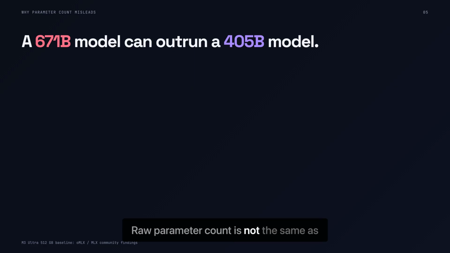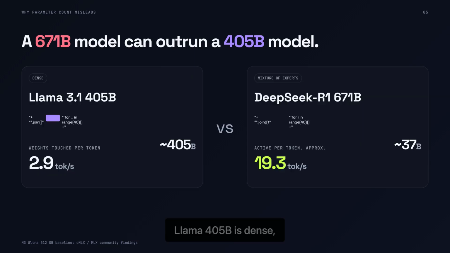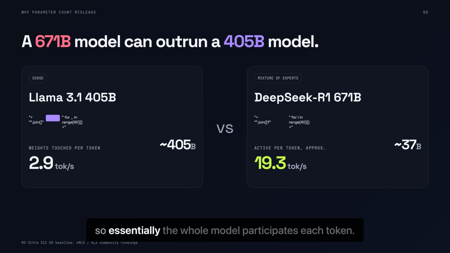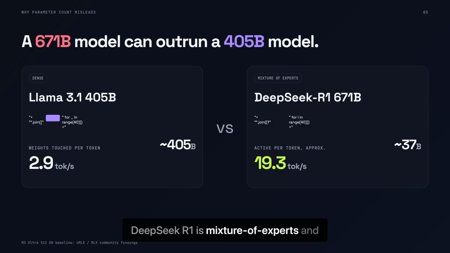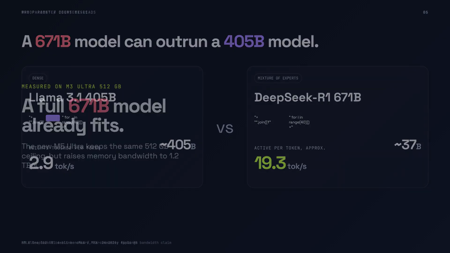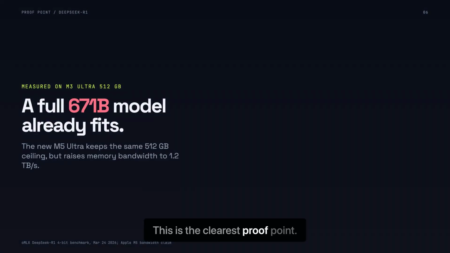Raw parameter count is not the same as work per generated token. Llama 405B is dense, so essentially the whole model participates each token. DeepSeek R1 is mixture of experts and activates only a fraction. On the same M3 Ultra baseline, Llama generated about 2.9 tokens per second, while DeepSeek reached 19.3. This is the clearest proof point.